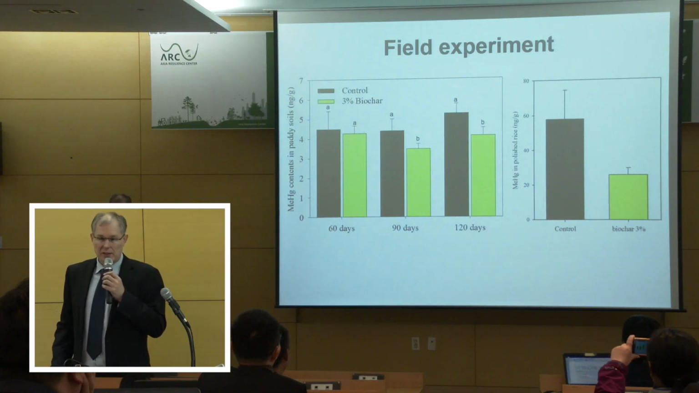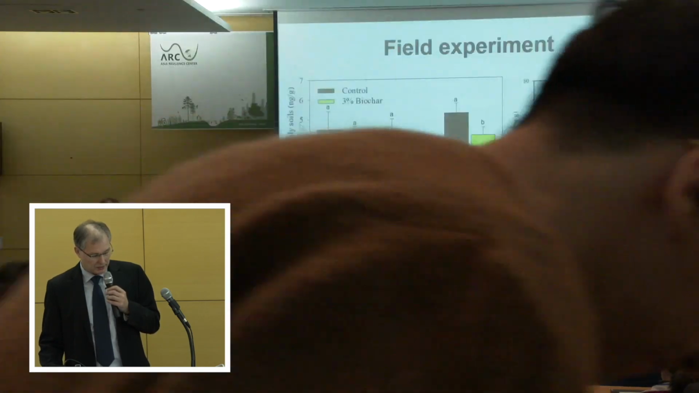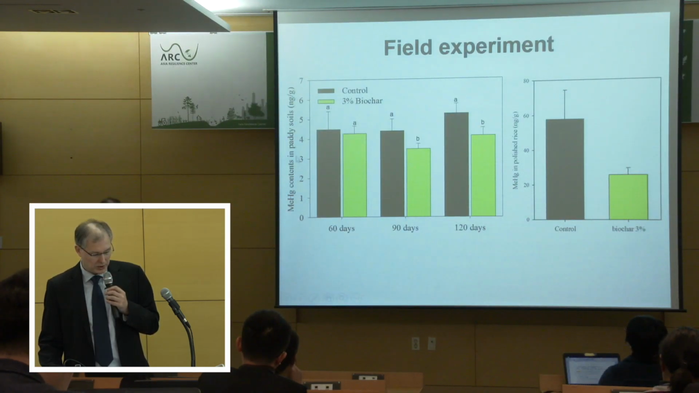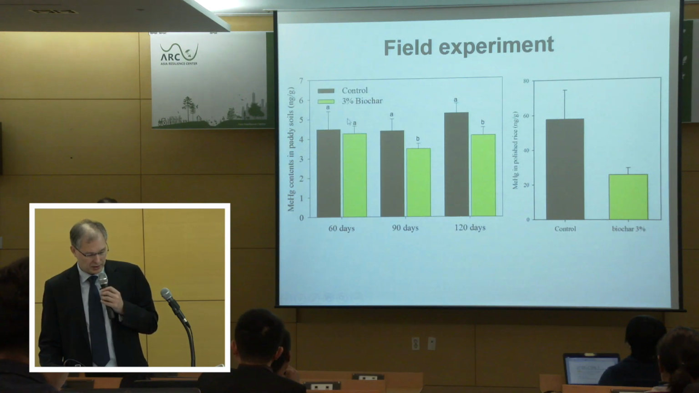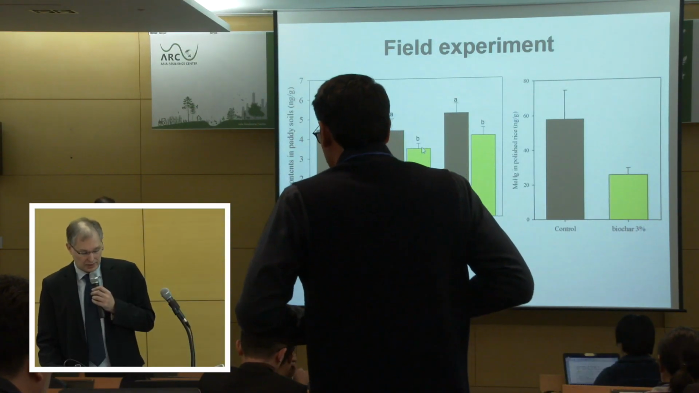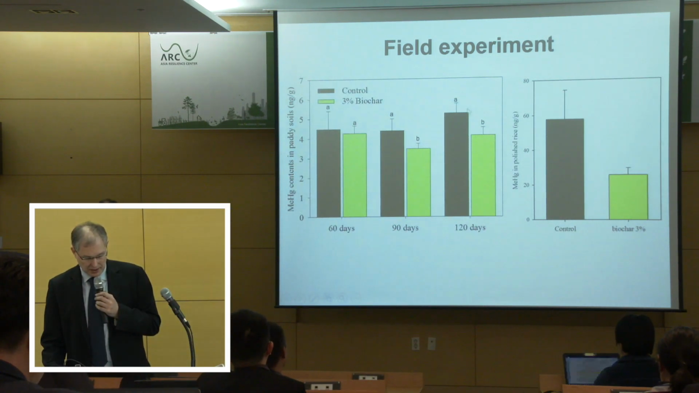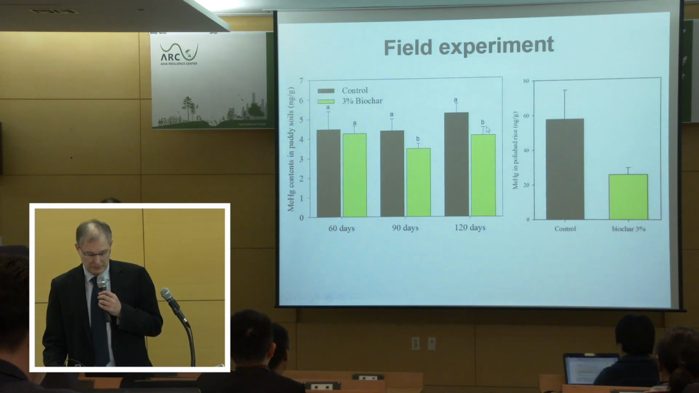And here are some results of the field experiment, and one you can see on the left-hand side. Here you can see the concentrations of methyl mercury content in the paddy soil. The dark color is the control soil, and here is soil treated with biochar. After 60 days, there's no big difference, but after 90 days of the field experiment, you can see a difference. That means that biochar treated soil has less methyl mercury, and after 120 days the effect is even more obvious.